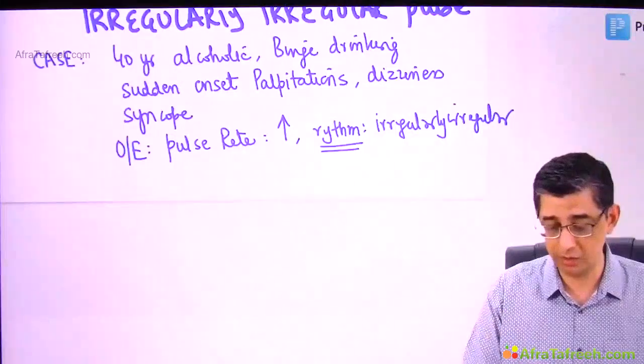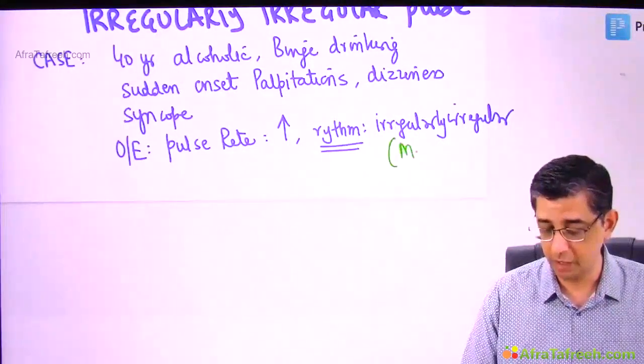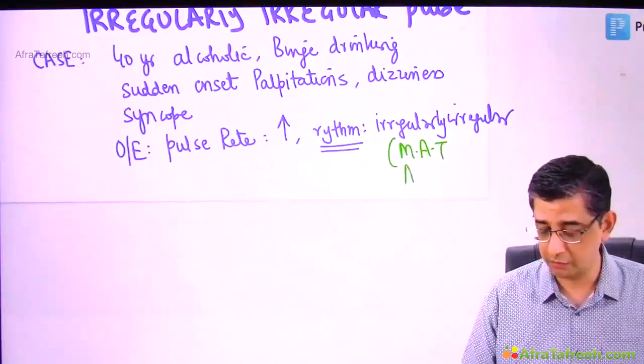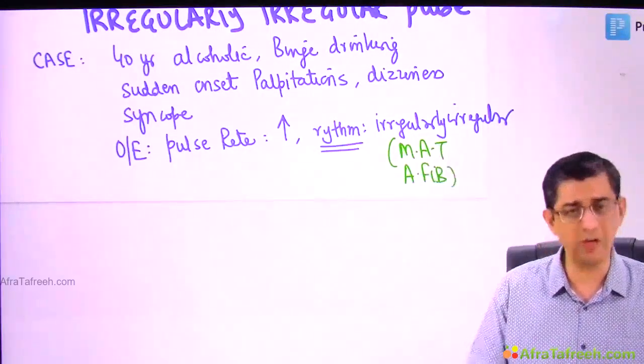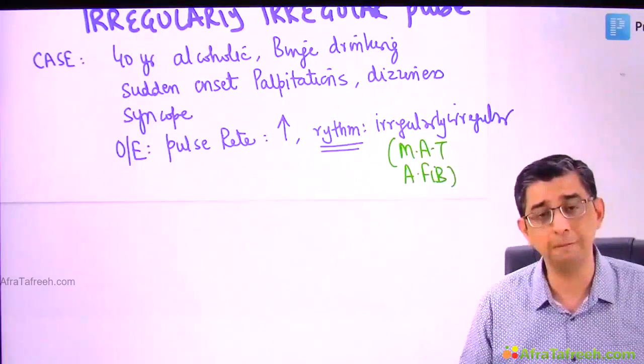So those are 2 scenarios. I'll just put it in brackets at the moment. MAT, multifocal atrial tachycardia, and atrial fibrillation are the 2 scenarios. And we will also try to understand how do you differentiate them subsequently.